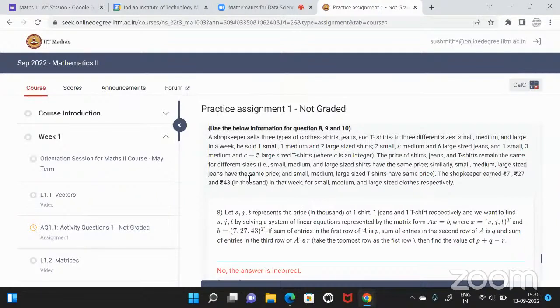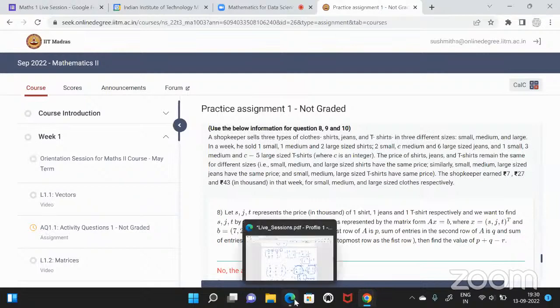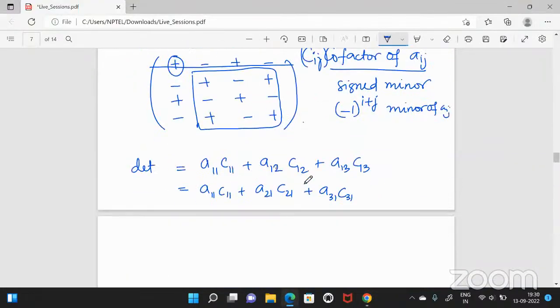Ma'am, can I ask? Yeah, sure, please. Madam, can we multiply a non-zero constant with the system of linear equations? Then is the output 3 times the previous old output or not?